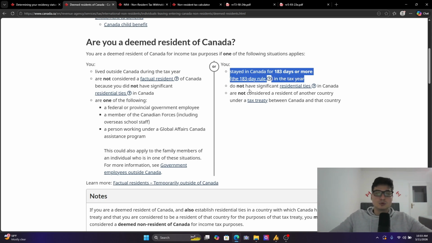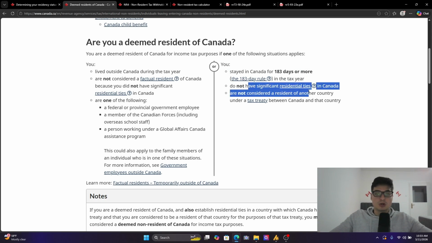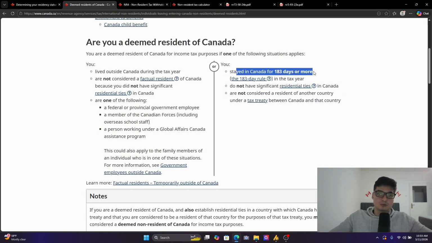So again, you do not have significant residential ties. You are not considered a resident of another country under a tax treaty. So if you stay 183 days or more in Canada, that's more than half a year, more than 6 months in Canada, you are considered a deemed resident.